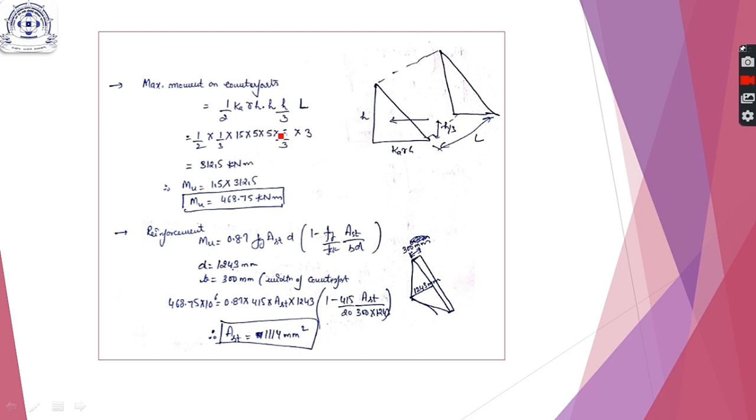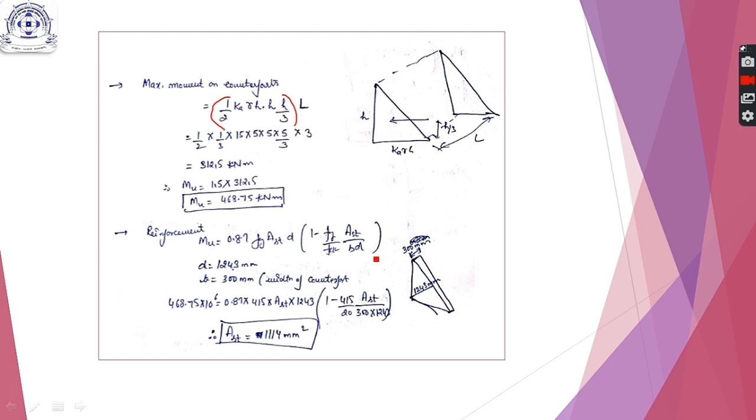Now maximum moment on cantilever on the counterfort will be half into Ka gamma h, that is the cantilever moment acting at the base of your stem, into L, which is the spacing of the counterforts. We get this value as 312 and we multiply it with 1.5 to get the design bending moment. We calculate the reinforcement due to this. Now this reinforcement is coming out to be 1114 mm square.